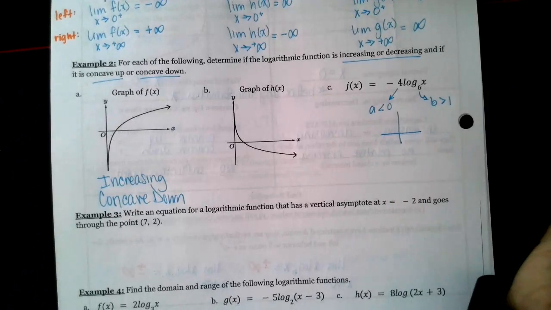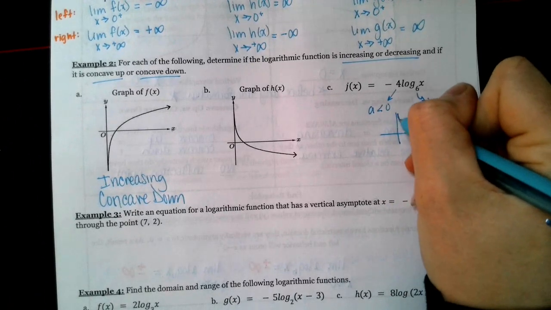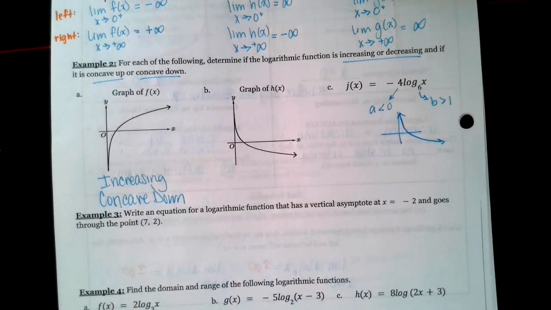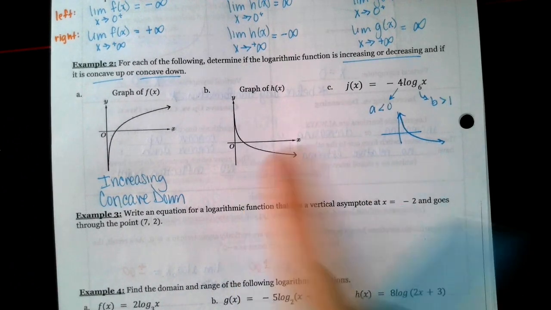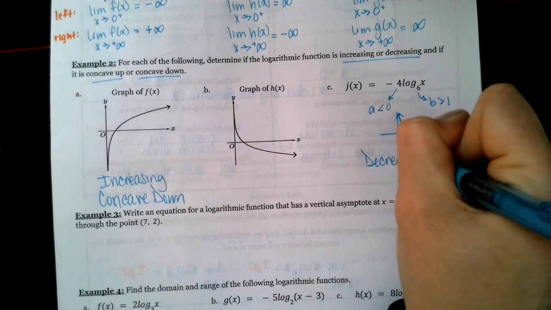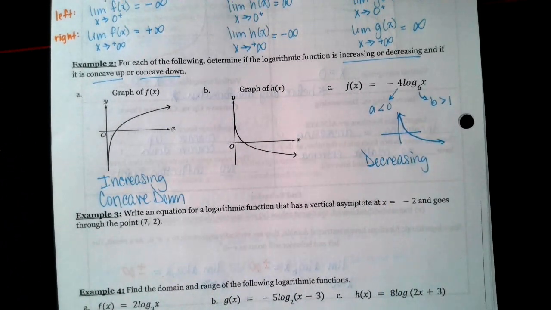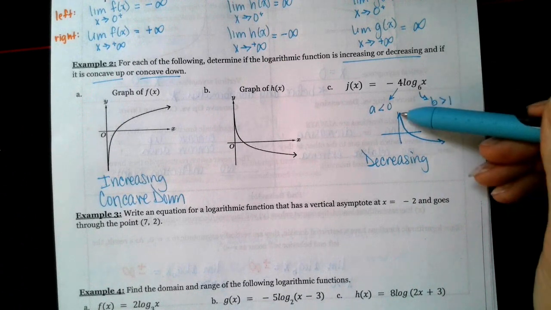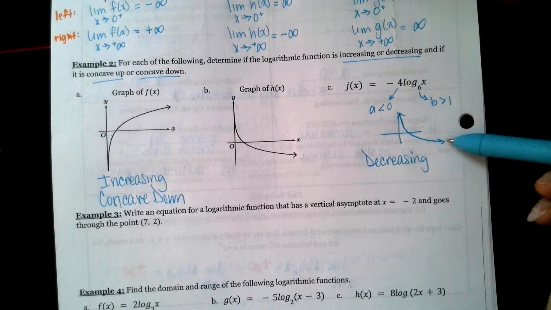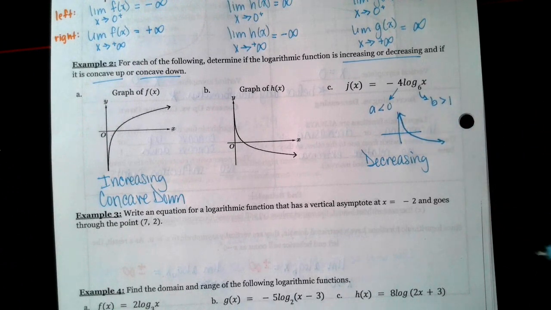I do like to sketch it out though. So it'll look like that. So it does look like part B. So we can say this is decreasing. And for the concavity, it is decreasing. It's super steep here, but then it gets less and less steep. So it's decreasing and slowing down.